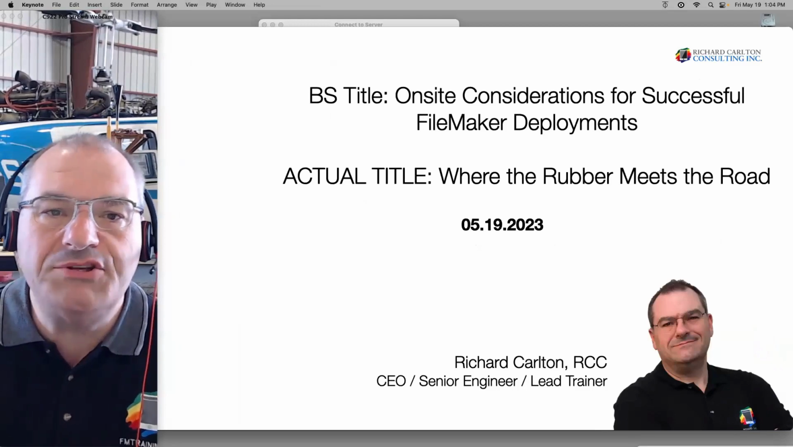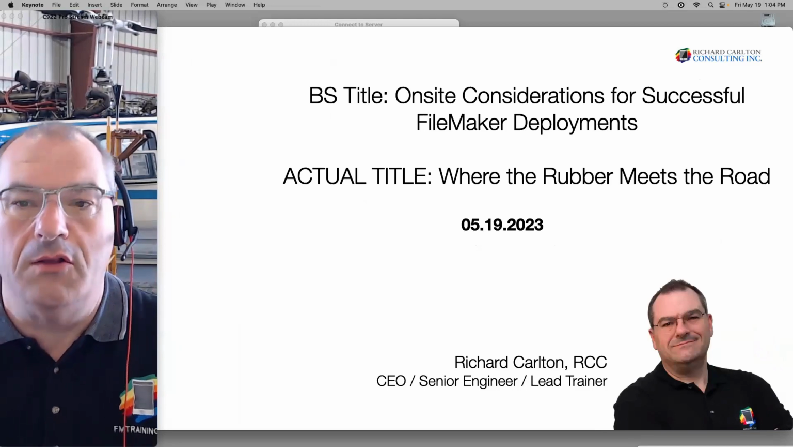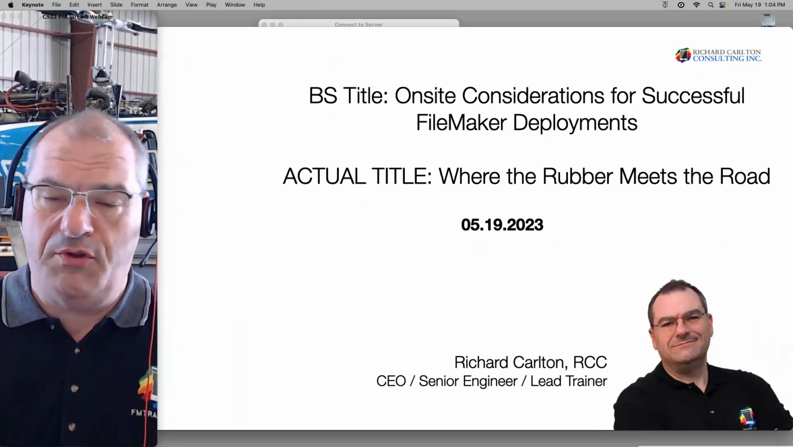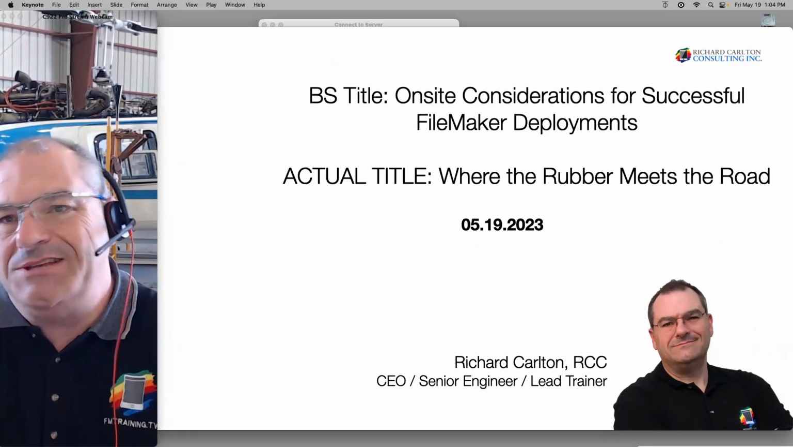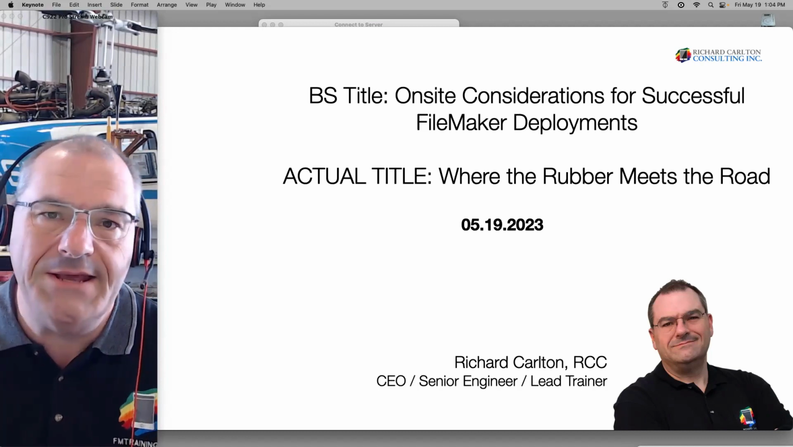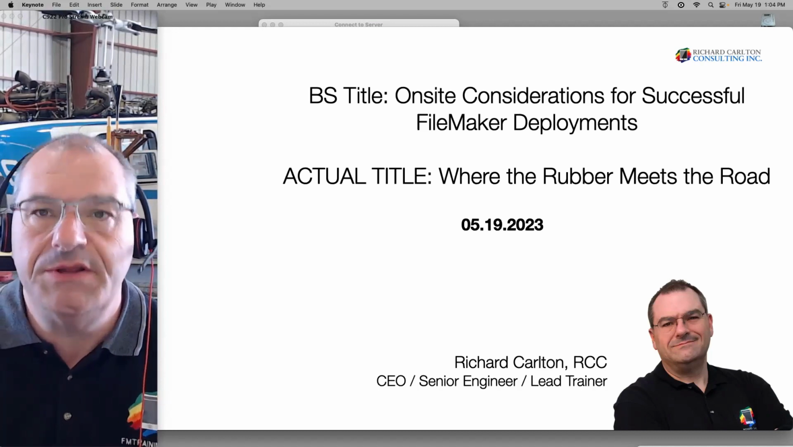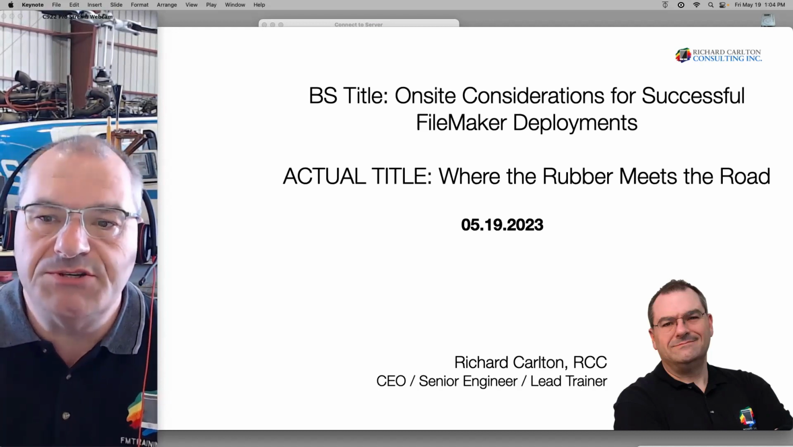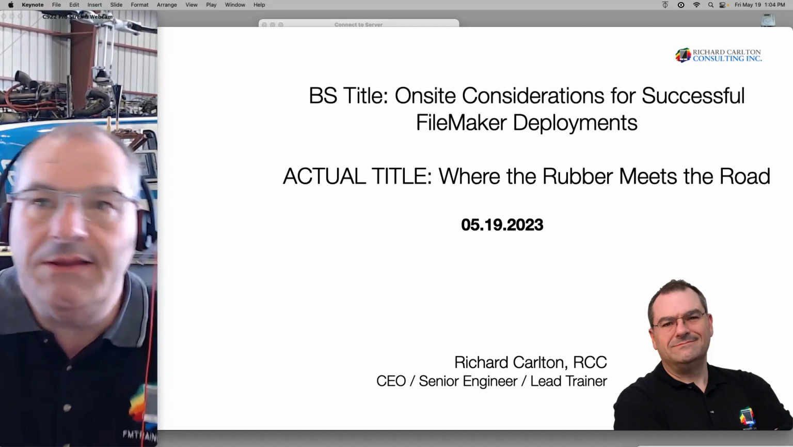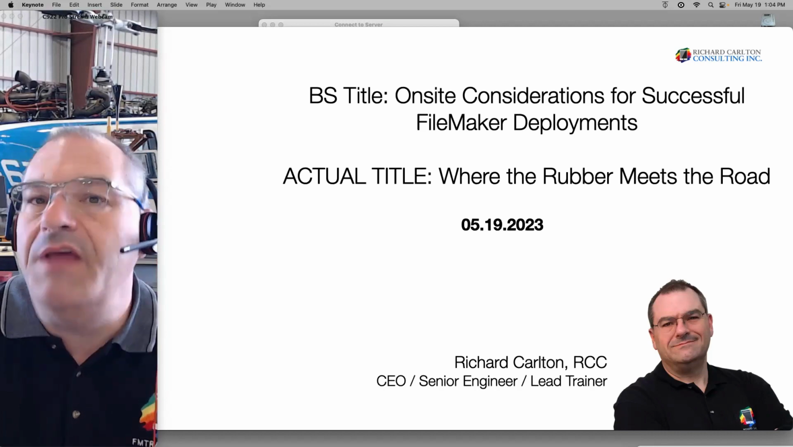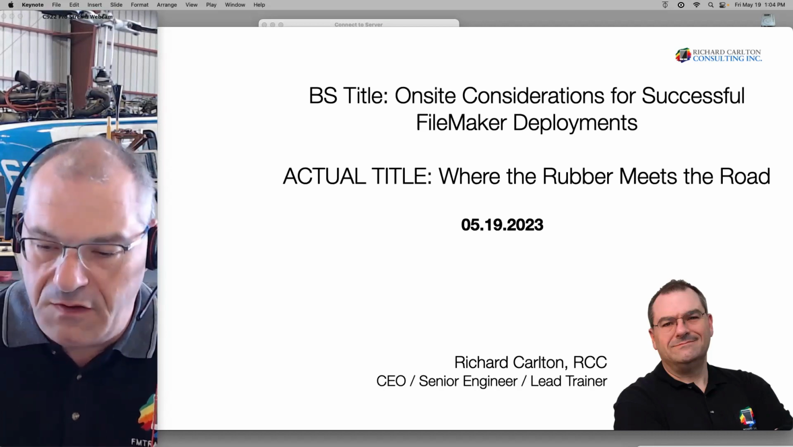The title of this live stream is called Onsite Considerations for Successful Deployment of FileMaker Deployments. This is really realistically where the rubber meets the road. The idea is that you build a FileMaker solution and you have to get it in front of the customers and they have to be successful with it. It's an essential part of it. Just building it is, I don't even know, half the effort. I would say less than half the effort. So let's talk about that.